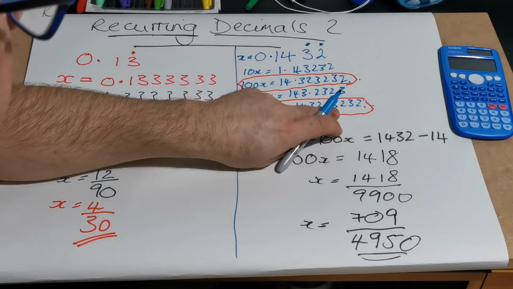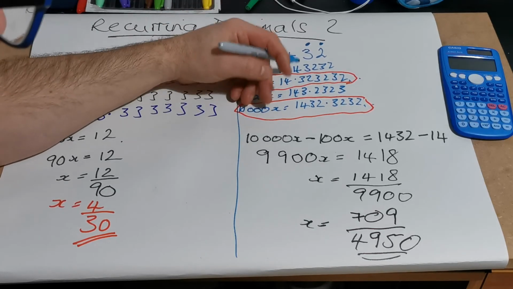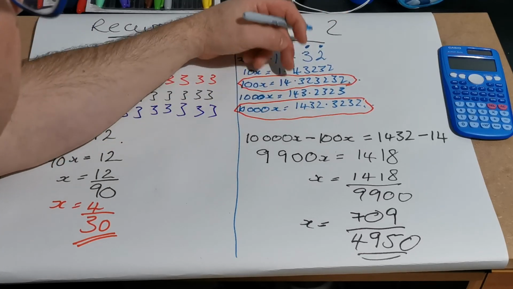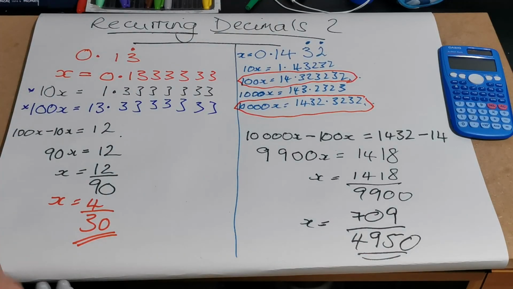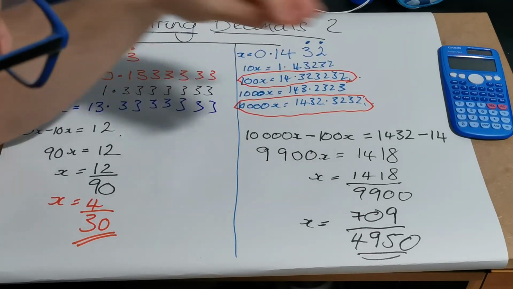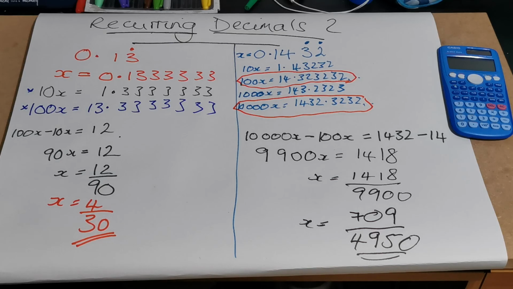When we came back to this one, when we times it by 10 four times to get 10,000, you can see that I got the 3232 and the 3232 3232, and that allowed me to then do the subtraction, and the decimal bits disappear, which is nice, and that's what really makes this a cool piece of maths and one of my favourite things actually. So hopefully you enjoyed that, and hopefully you'll enjoy the more challenging questions. Okay, thank you.